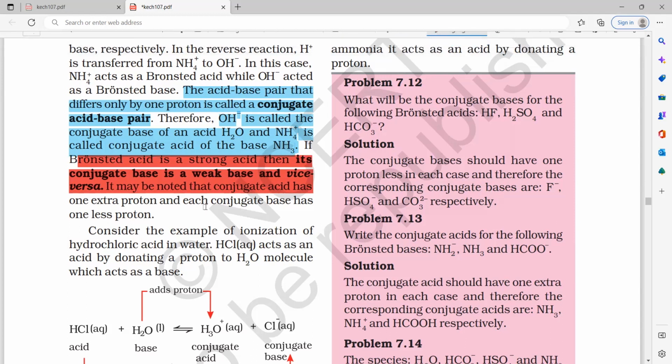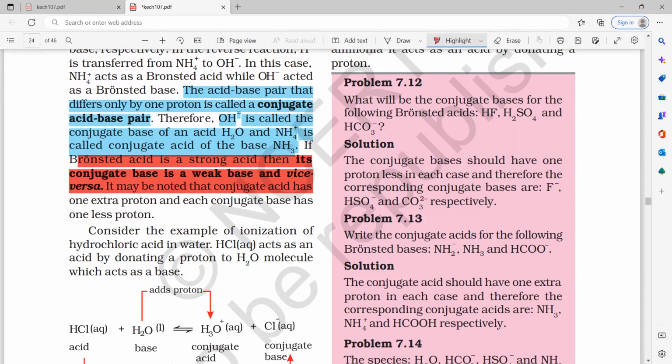It may be noted that a conjugate acid has one extra proton and each conjugate base has one less proton. So if we are talking about a conjugate acid, we will have one extra proton; a conjugate base, one less proton.